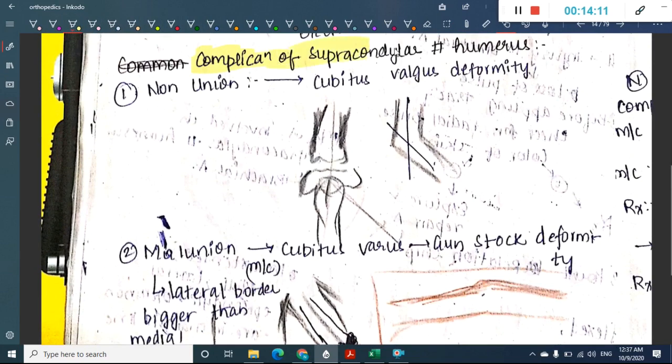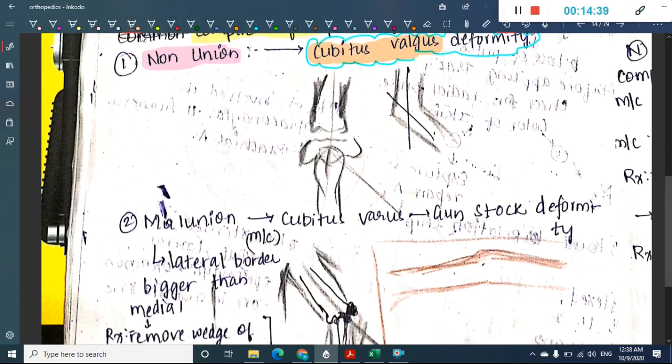What are the important complications of supracondylar fracture of humerus? The first complication is non-union. Because of non-union, which type of deformity do you see? Because of non-union, cubital valgus deformity is seen. See, this is very important, you should not miss this point. If there is non-union, cubital valgus deformity is seen.